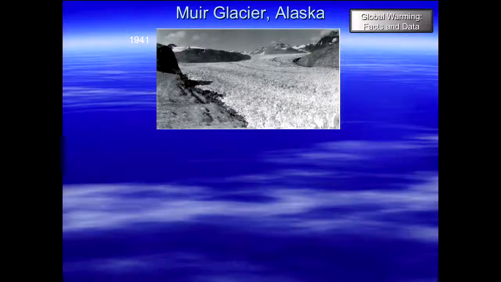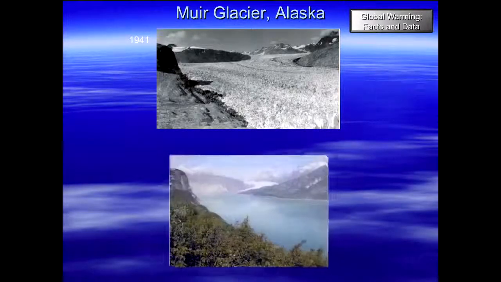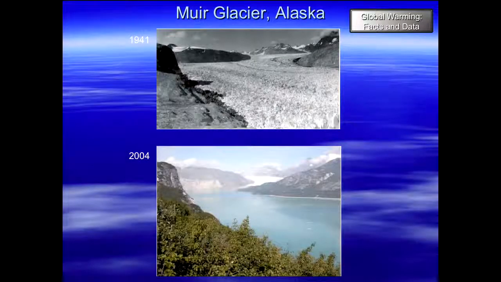Muir Glacier in Alaska, 1941, beautiful river of ice. And here it is in 2004. You see that cliff? That's this cliff. Glacier has gone back a mile.